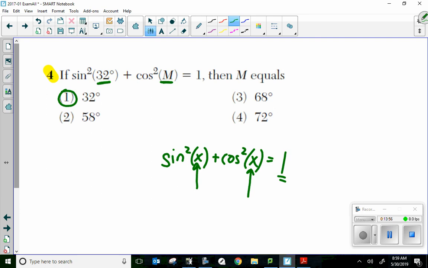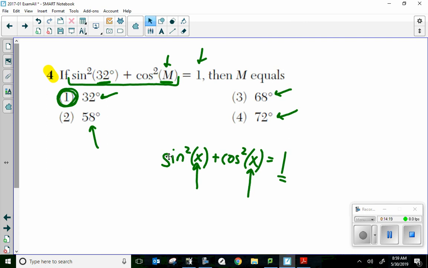That's it, point blank. Is there another way you can use the calculator for this, Visca? Absolutely. I can take 32 and plug it in for m. I can put this in the calculator and hit enter. If it gives me 1, that's the answer. Just plug these values in for m and see which one would give you 1. Guess what? It's 32 degrees, choice 1. Oh, that was a layup.